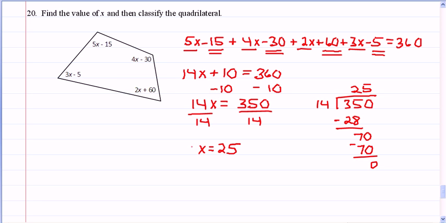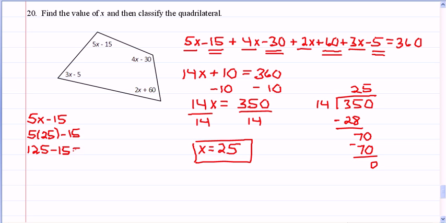So I found the value of x, so that's the first part of the question, and then we want to classify the quadrilateral. So to classify the quadrilateral, we need to find what the angles are equal to. So let's start with 5x minus 15. So with 5x minus 15, I take 5 times 25, and then subtract 15, and 125 minus 15 is equal to 110. So this angle here is 110 degrees.